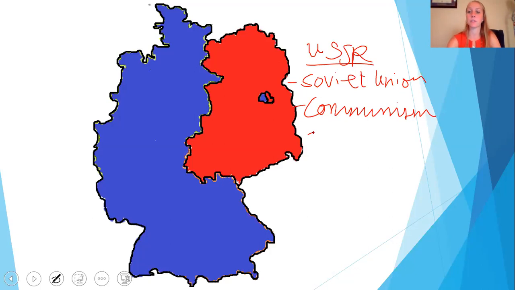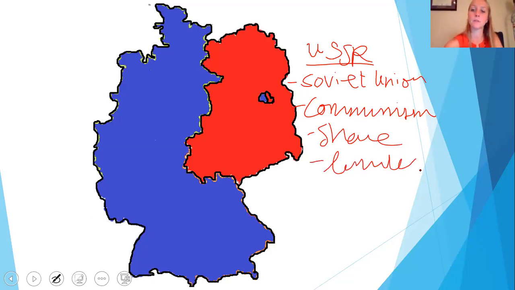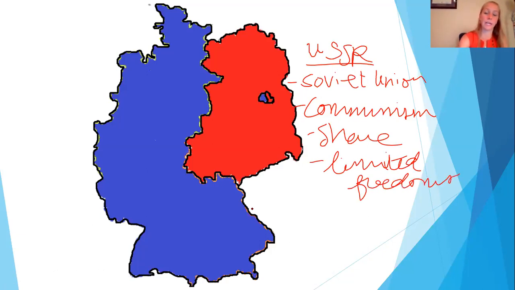So we've talked about Soviet Union, we've talked about communism. We talk a lot about how in communism, people have to share everything. So we would definitely put that up, share. We would also put up, they have limited freedoms. And then we would want to switch over and do the Allied side as well.